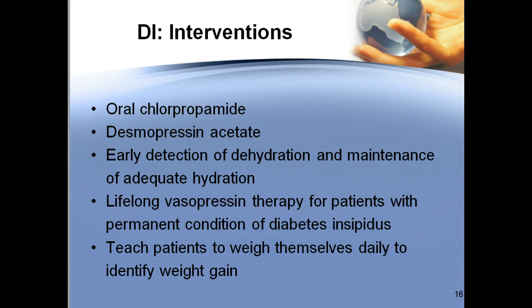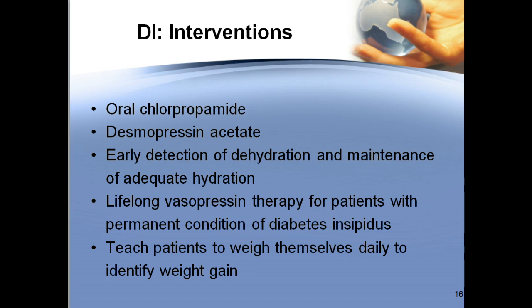So what you're trying to do is get the hypothalamus to say that we need to produce more ADH, so that we can stop the polyuria and prevent the dehydration.